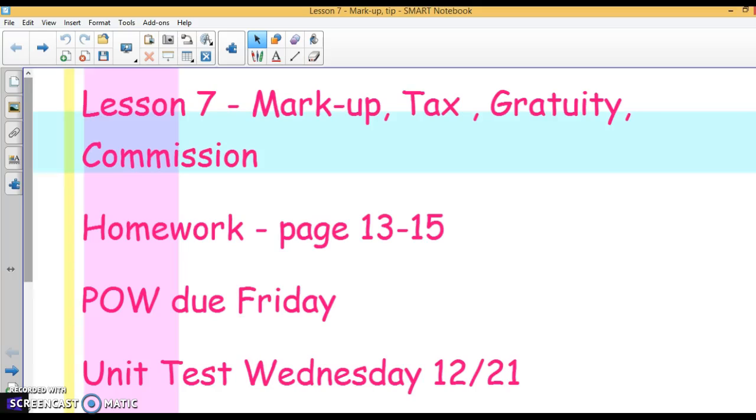All right, today's lesson is the percentage unit lesson 7, talking about markup, tax, gratuity, and commission. Gratuity is the same as tip. The homework to go through this is page 13 to 15.